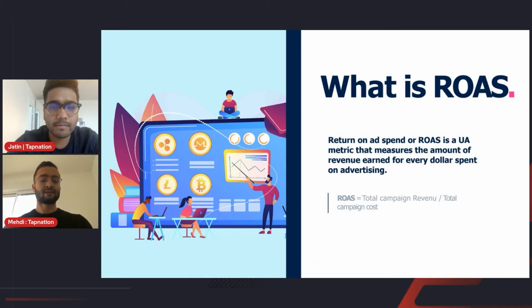In addition to LTV, one of the most important KPIs that we calculate is the ROAS, the return on ad spend. It's a UA metric that measures our profitability from our spending. What is the revenue earned for every dollar spent on advertising? So this metric gives us a clear idea about the profitability of the game and helps us manage our spending to reach our target.